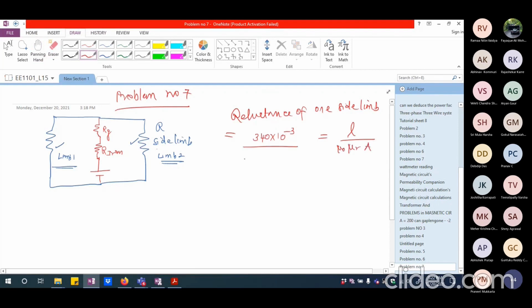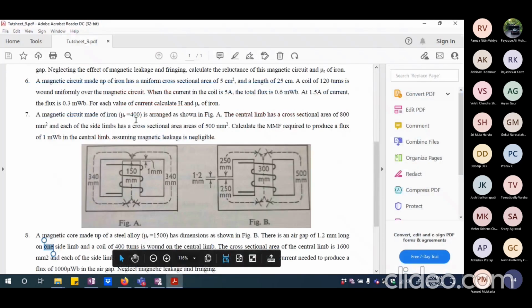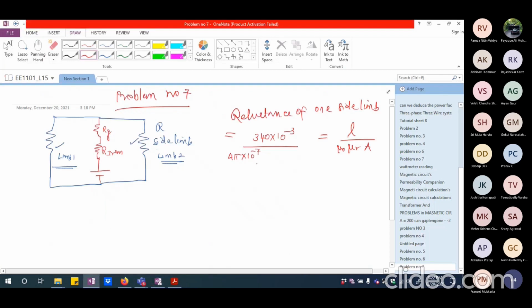So 340 multiplied by 10 power minus 3, mu naught is 4 pi into 10 power minus 7. And what is the relative permeability? Relative permeability is 400. And I'm going to have area, area is 500 mm square. So this is the reluctance of the side limb.